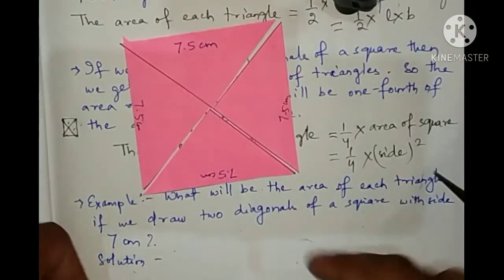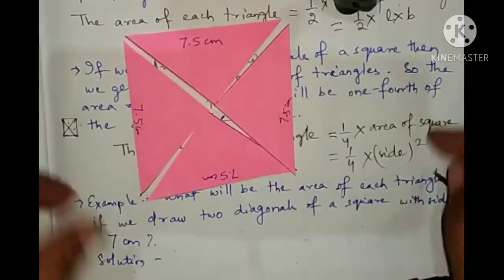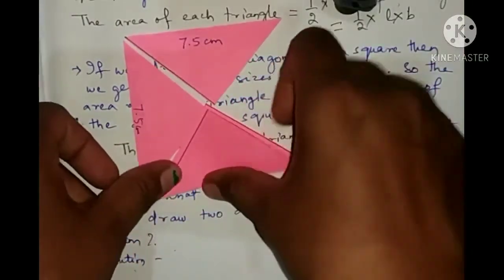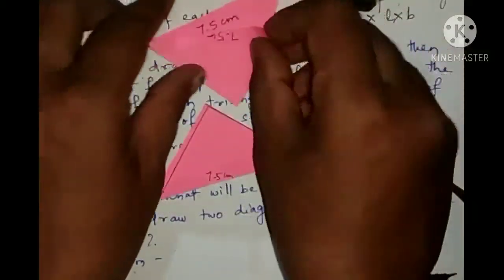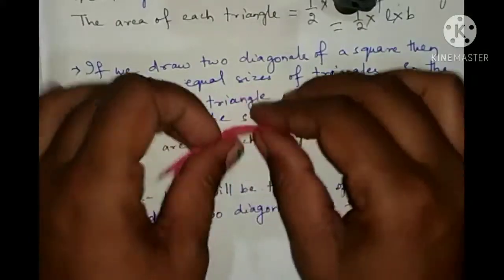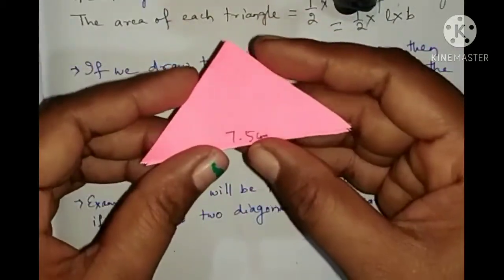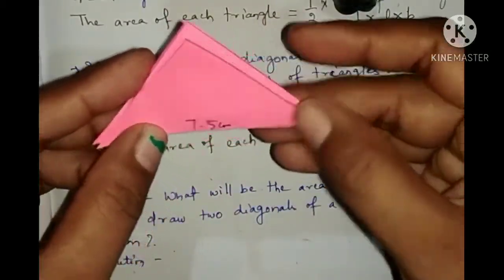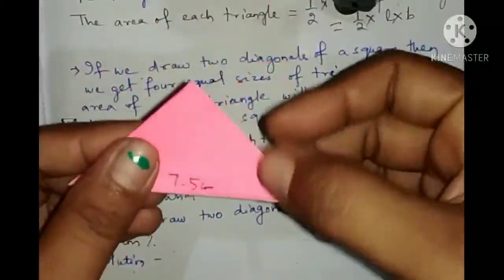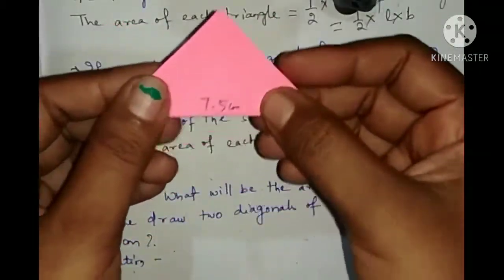Look, I have cut the diagonals, and what did I get? I got four equal triangles. Look here. If I put the triangles one above the other into pieces, what am I getting? All the triangles are equal. Okay, they have equal area.